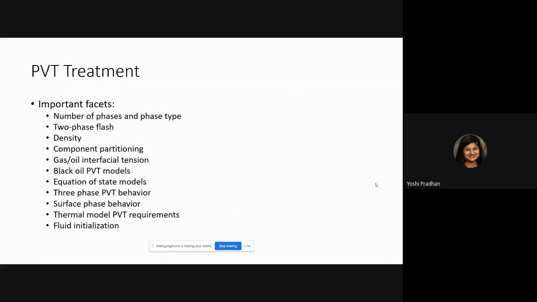There are some important facets of the PVT treatment, such as number of phases and phase type, your two-phase flash, your density, component partitioning, gas-oil interfacial tension, black oil PVT models, equation of state models, three-phase PVT behavior, surface phase behavior, thermal model PVT requirements, and then fluid initialization.